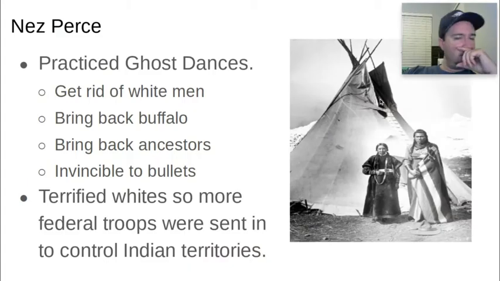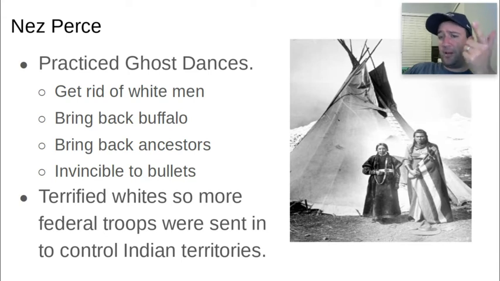The Nez Perce is another example of resistance to what happens, and they were a tribe that practiced a ceremony called the Ghost Dance. And the Ghost Dance kind of combined some elements of Christianity with the tribal religious beliefs of their ancestors. So the dance itself was performed, and the idea was that they would perform it, and then it would eventually get rid of all the white men.